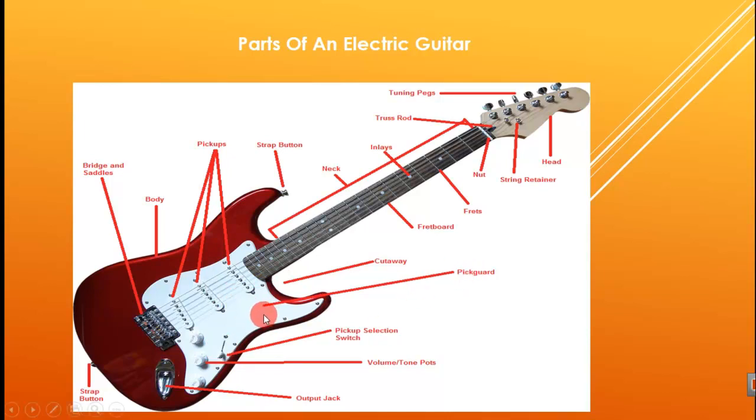This one, the white part, the whole of this white part is the pickup guard. It guards the pickups, protects them, and keeps people from seeing what is inside. So it guards the pickups. These three pickups are guarded by this.